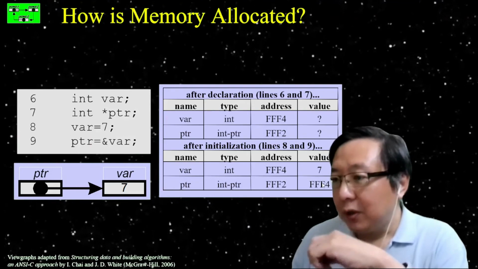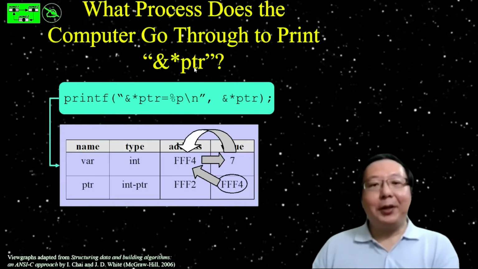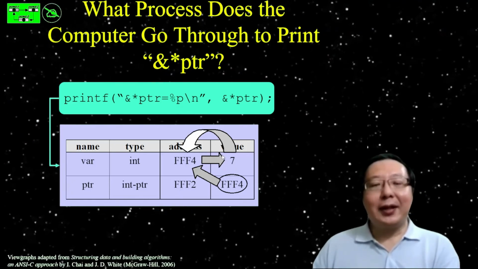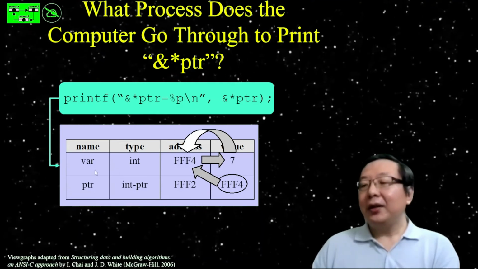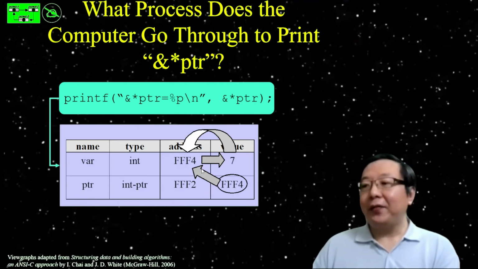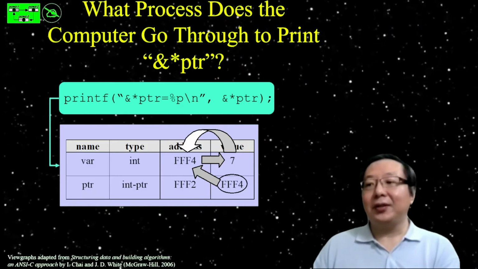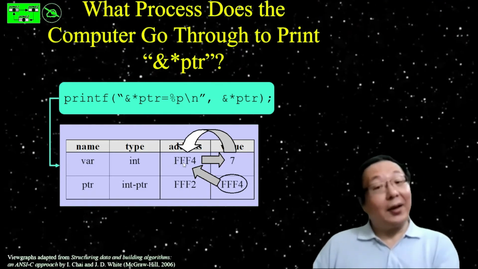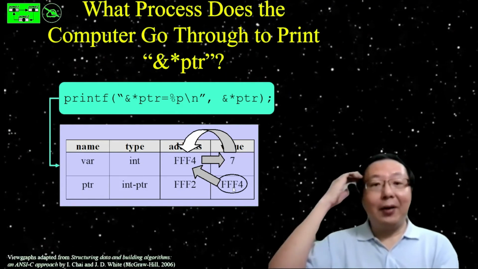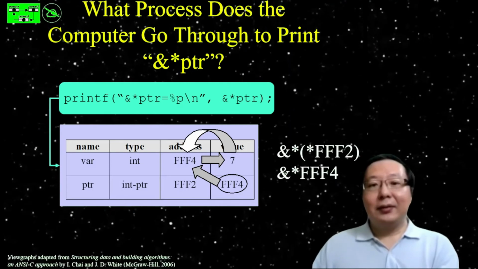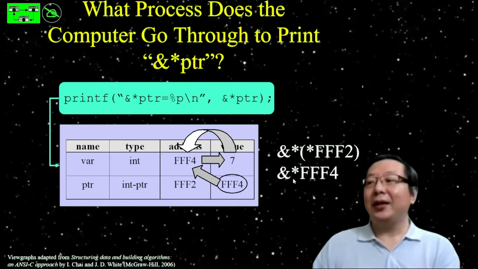So how do we calculate ampersand star PTR? Ampersand star PTR means that first we dereference PTR. PTR dereference is FFF4, so we look in here. And then we get the address of this thing. What's the address of var? It's FFF4. That's how we got that FFF4. So this is what's going on. We first dereference and then we get that.